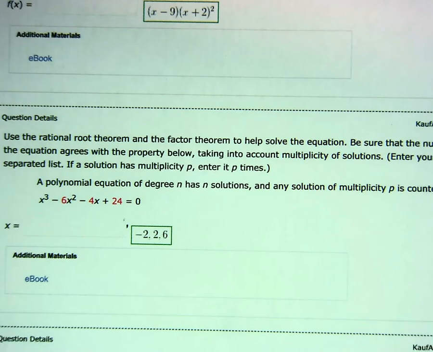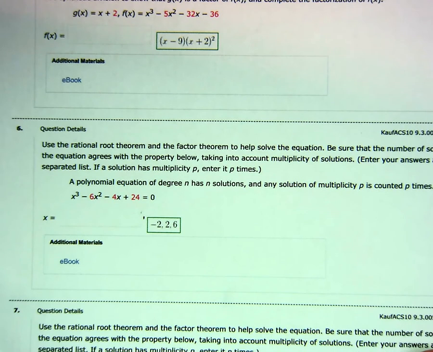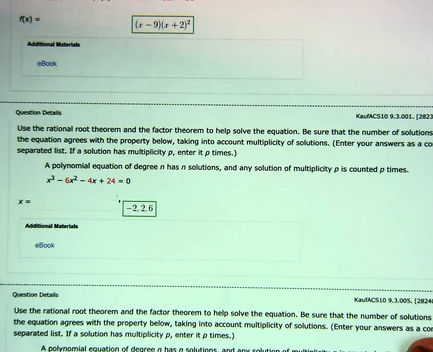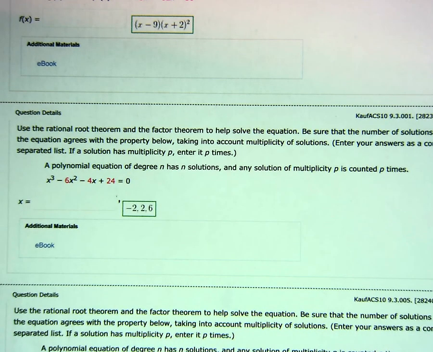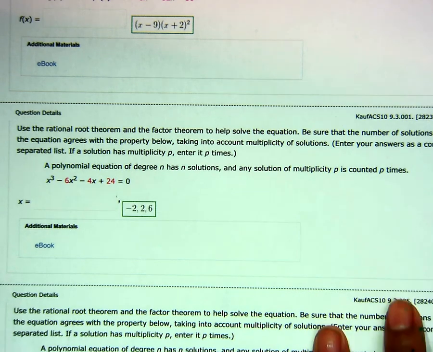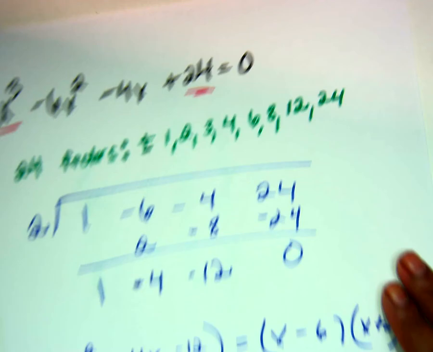Still dealing with factors. So we're looking at number 6. The rational root theorem is time consuming, so here is your warning. Try to do your best that you can for that because it's going to take some time. So I'm looking at this one right here, and then I'm going to show you how they got those answers. So here we go.